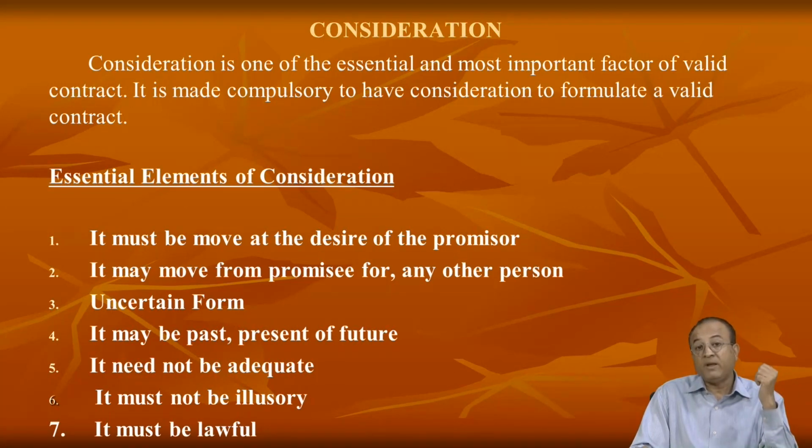Sixth, it must not be illusory. If a person is already bound to do some act or abstain under his legal or contractual obligation, the act or abstention would not form a consideration for a fresh promise. That means, as it is the duty of the person to fulfill the obligation, he cannot expect another promise from the other party to satisfy his legal or contractual obligation. Now, seventh.